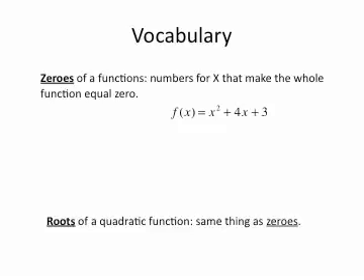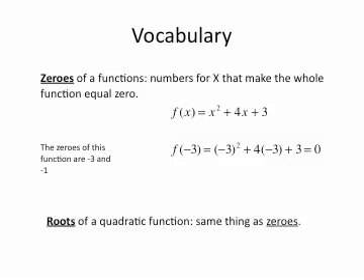We need some vocabulary so that when we talk about the zeros and roots of a function, we all know what we're talking about. The zeros of a function are the numbers for x that make the whole function be equal to 0. For example, here's a function, f of x, that is x squared plus 4x plus 3. If I ask you what are the zeros of this function, I'm asking what numbers do I plug in for x to make this whole function f be equal to 0. In this case, the zeros of this function are -3 and -1.